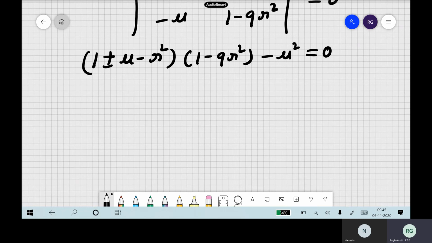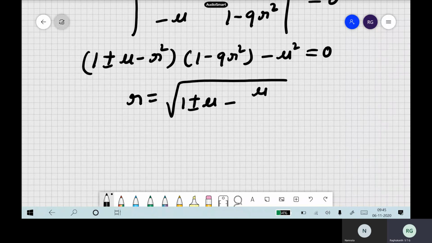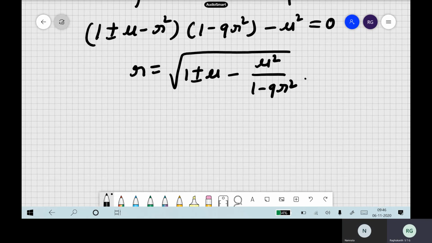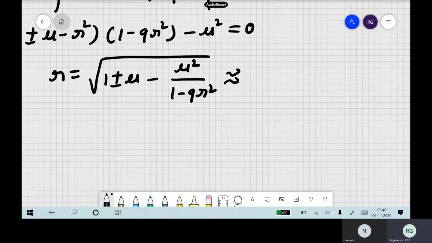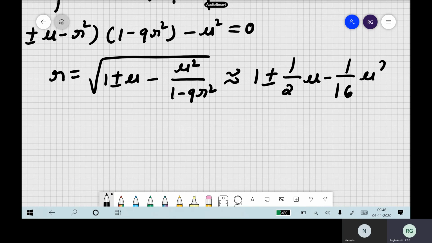Okay, so this is r. Finally your r becomes the square root of 1 plus r minus mu minus mu squared by 1 minus 9 times r squared. So these are our roots. Or, if you approximate the square root, we can write this expression as a half times mu, with a term of 16 times mu squared.